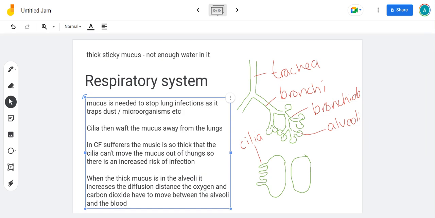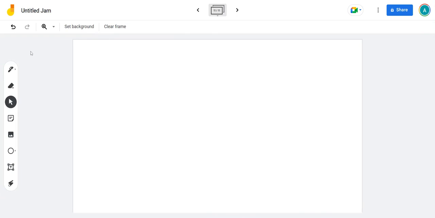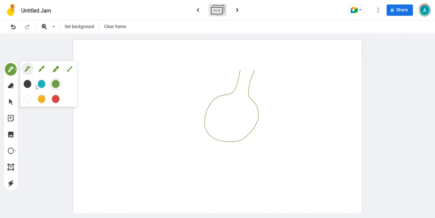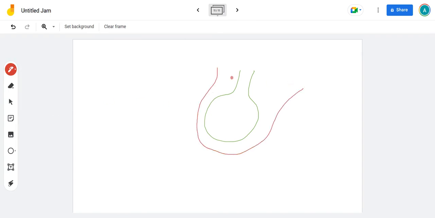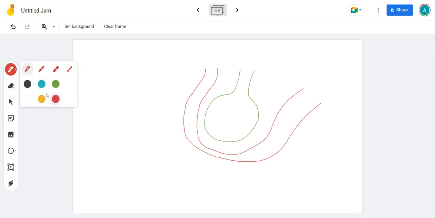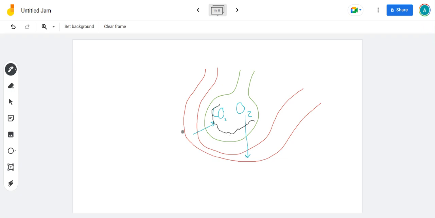Okay, so we know that if I was to draw an alveoli zoomed in, something like this, around the alveoli we've got our blood capillary. We know that the alveoli is adapted by having a wall that's one cell thick. The capillary is adapted by having a wall that's one cell thick. We've got the oxygen diffusing into the blood, and the carbon dioxide diffusing back into the alveoli. So now we've got mucus here. There's a larger distance for these gases to diffuse across, so it's harder for gas exchange to occur.